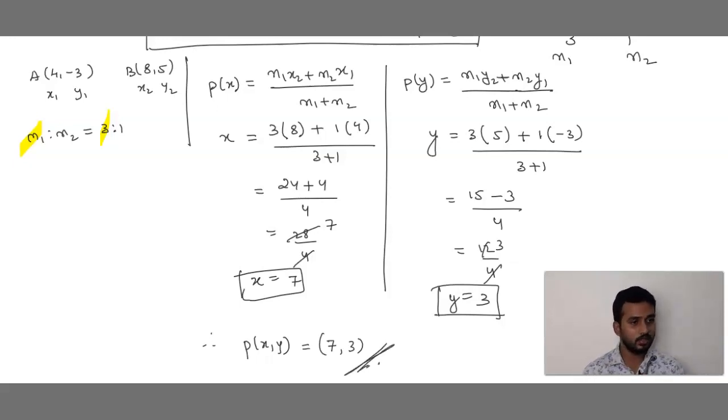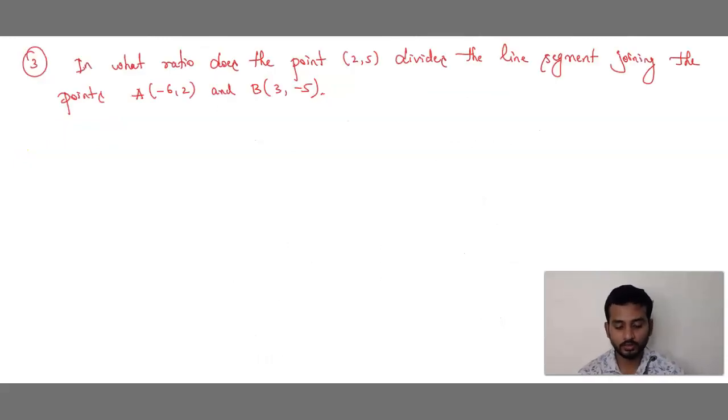Is this clear? I hope you all have understood this problem. Let me solve one more problem. See children, this is question number 3. In what ratio? That is m1 is to m2. In what ratio does the point 2 comma 5 divide the line segment joining the points A of minus 6 comma 2 and B of minus 3 comma minus 5?